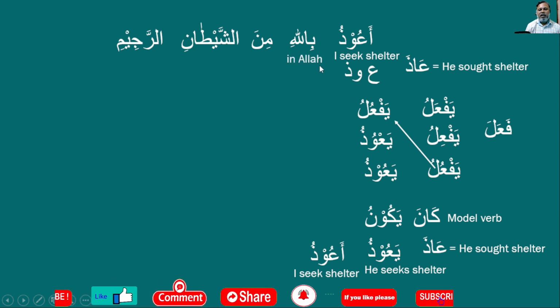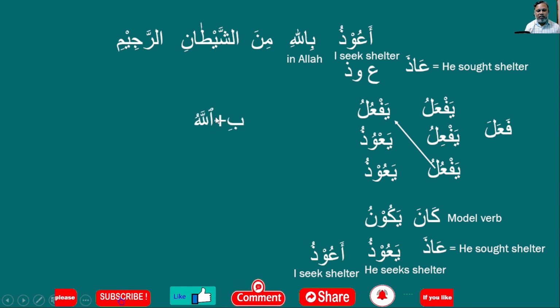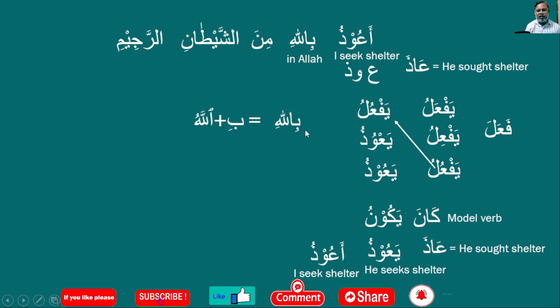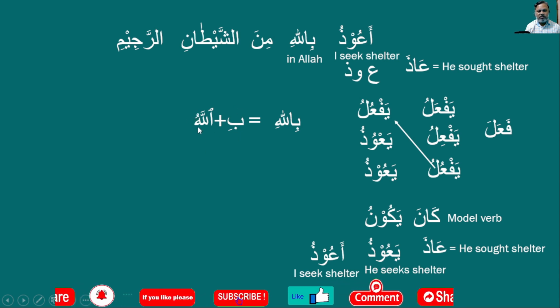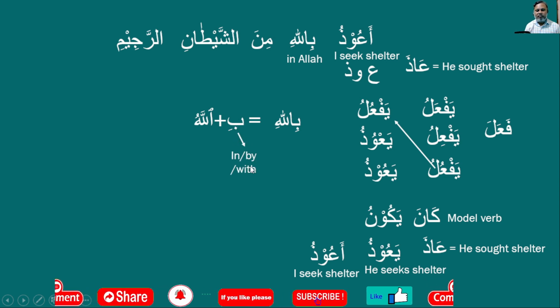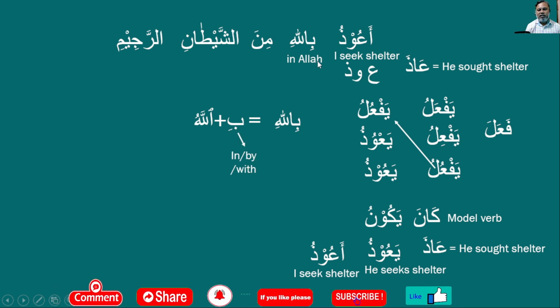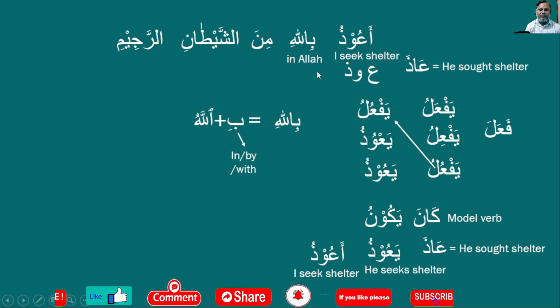Now this billahi means in Allah, and this is very simple. Allahu, and if we attach the B it will be billahi, because this is a harf of jar. So Dhamma will change to kasra, billahi. The B means in, by or with. So here the B means in Allah. I seek shelter in Allah.